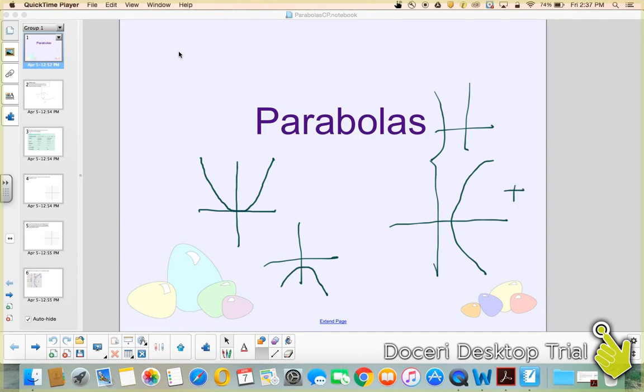Right is when they're going to be positive, and left is when they're going to be negative. This is when your y is squared. These are when your x's are squared.